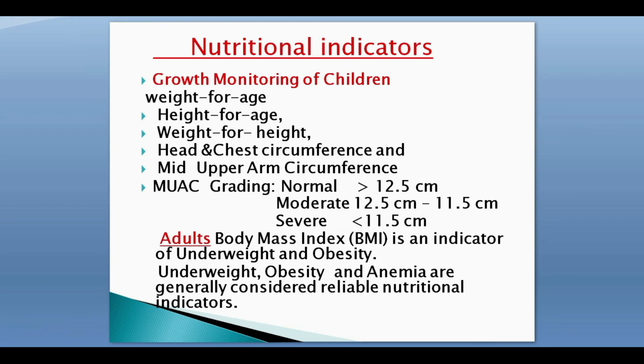Growth monitoring of children uses weight for age, weight for height, head and chest circumferences, and mid upper arm circumference. That is, MUAC grading: normal is more than 12.5 centimeters, moderate is 12.5 to 11.5 centimeters, severe is less than 11.5 centimeters. Adults are measured by body mass index. It is an indicator of underweight and obesity. Underweight, obesity, and anemia are generally considered reliable nutritional indicators.